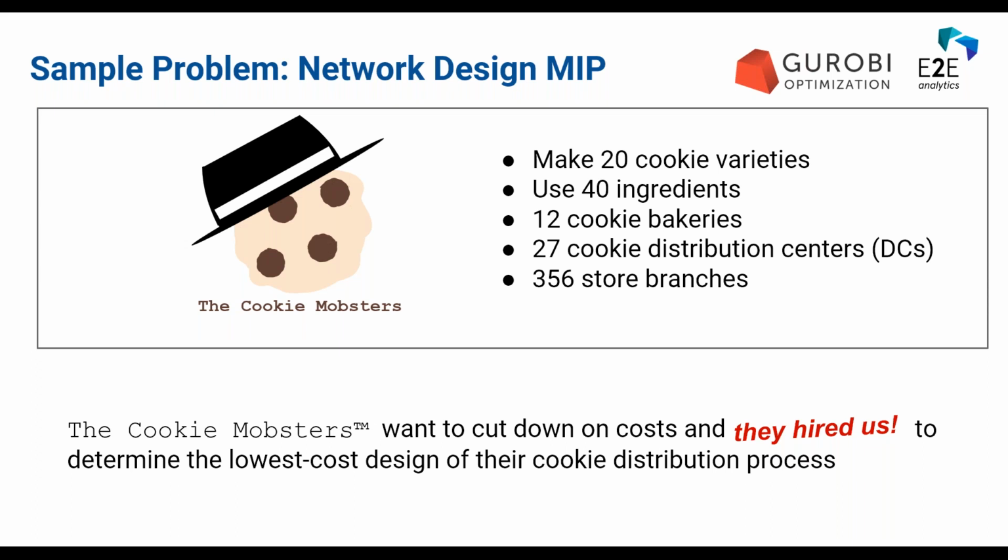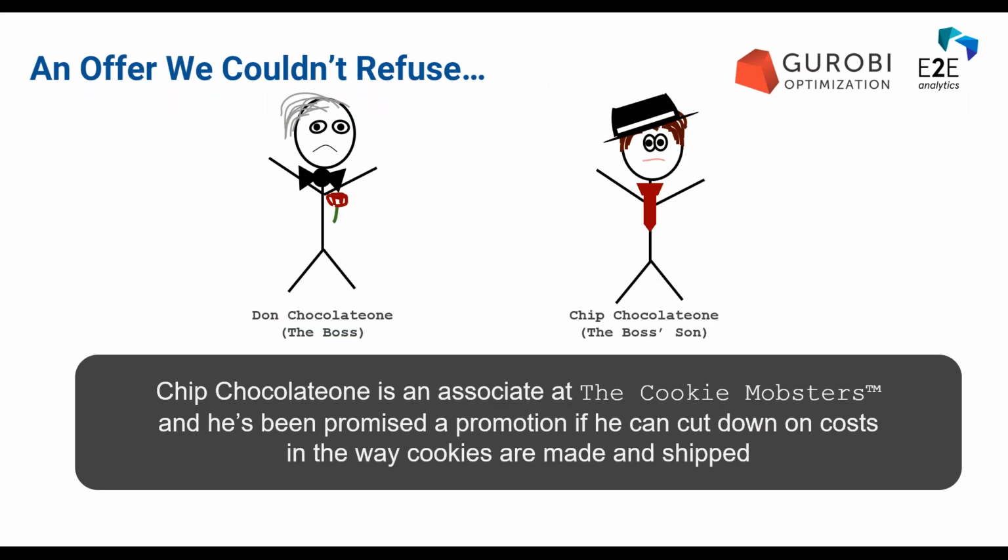And in terms of this problem, that means that we have bakeries, so they're going to bake a bunch of cookies at their bakeries, and then they're going to ship those cookies to distribution centers, where they'll either store them and keep them in inventory, maybe freeze some cookies before they hand them off to the stores where the actual demand is. So the cookie mobsters want to cut down on their costs, and they hired us to determine the lowest cost design of their cookie distribution process.